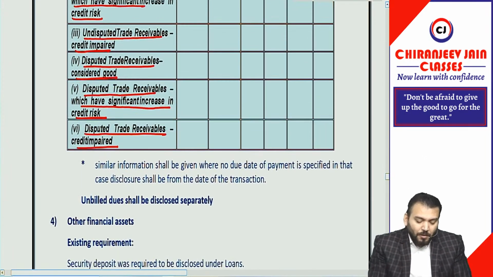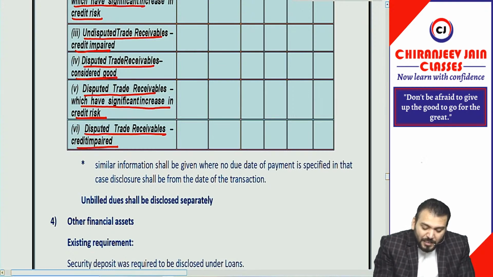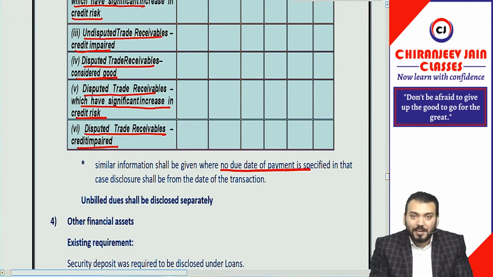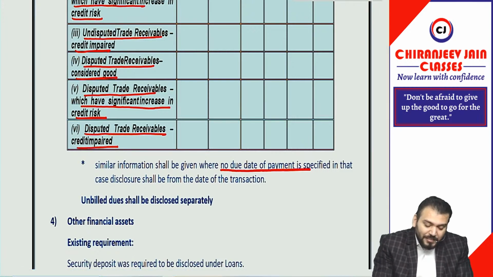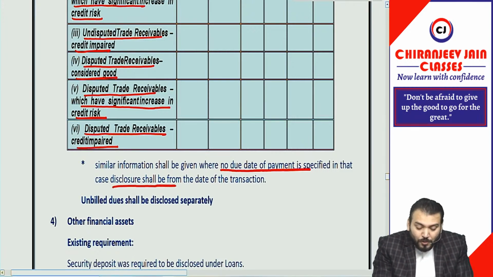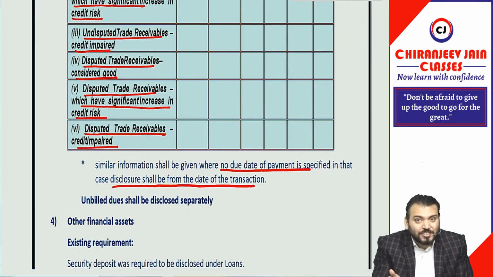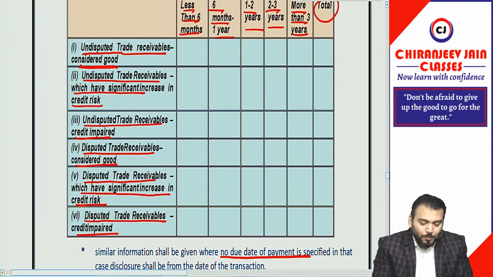Got it? Now, there is one clarification given: if no due date of payment is specified in the contract, it might happen there are some contracts in which due date of payment is not specified. Then what they said, disclosure shall be given from the date of transaction. Date of transaction will be assumed to be the date of payment. Understood? I hope you have understood this.